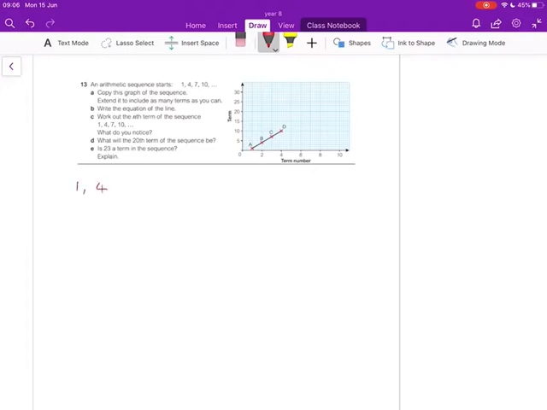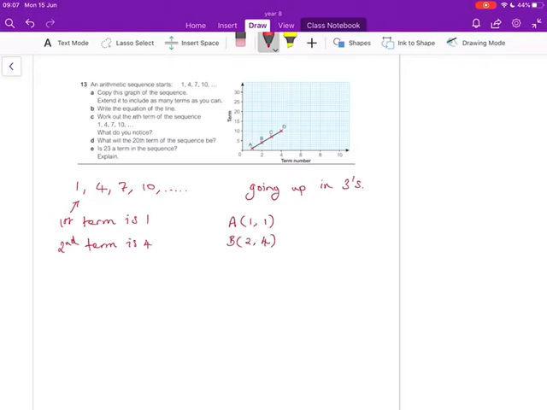Okay, so looking at this one, question 13, we've got our sequence of numbers 1, 4, 7, 10, etc. Hopefully you can see that sequence is going up in threes. And we can say the first term of the sequence is 1. The second term is 4, etc.